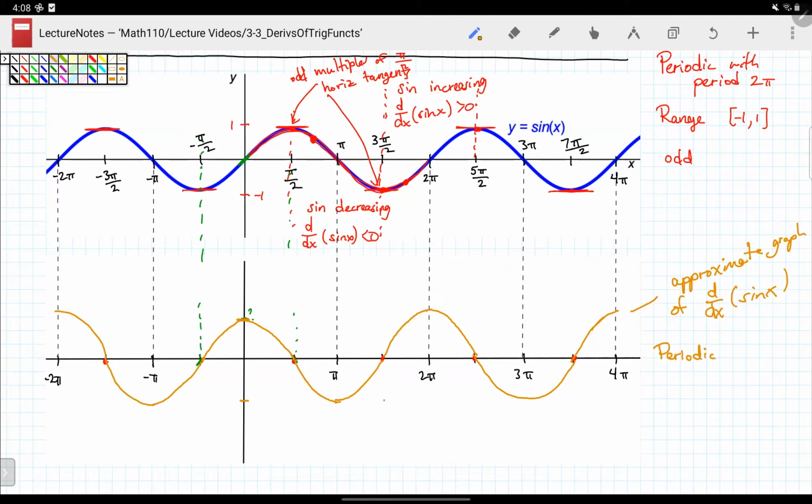And if you ask, like, what period does it have? It has to be with period 2 pi again. And if I look at one fundamental period corresponding to the fundamental period of sine from 0 to 2 pi, it looks like this.